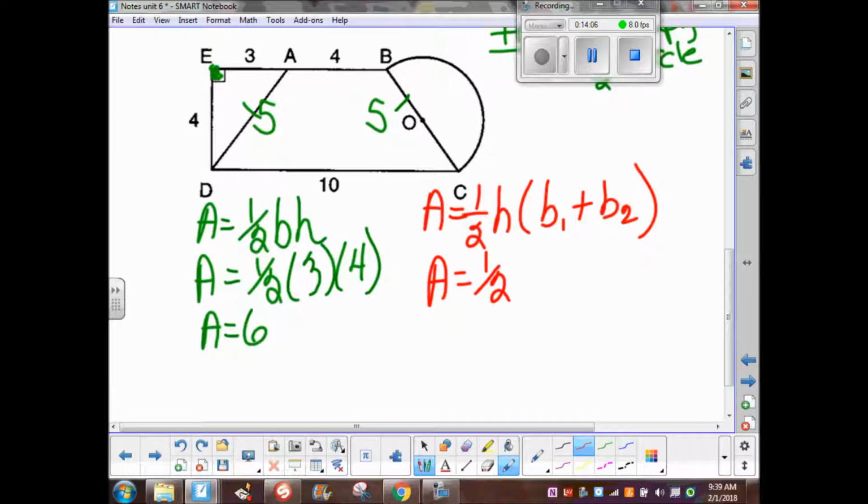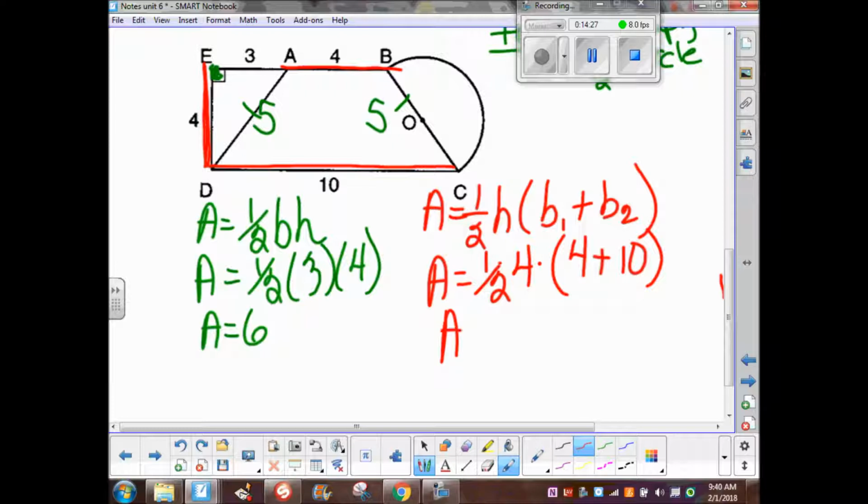1/2. The height of the trapezoid is 4. Okay? Remember, straight up and down. 4. And then base 1, base 2. So 1/2 of 4 times 4 plus 10. Somebody say it. Okay. 28.